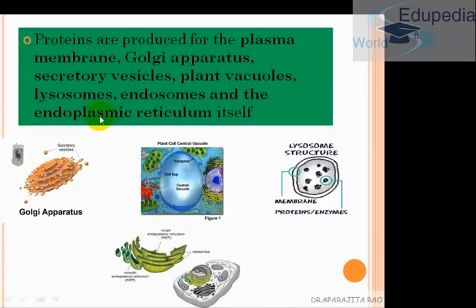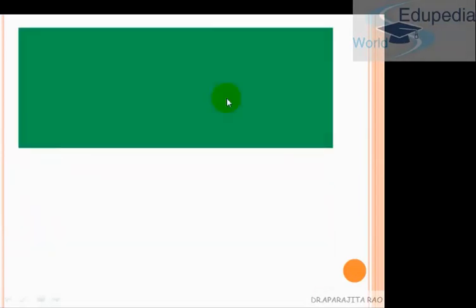Next, they make proteins that are used by all the other organelles, that is the plasma membrane, Golgi apparatus, vesicles, vacuoles, lysosomes. So basically all the cell functioning takes place by the proteins made in the endoplasmic reticulum itself. That is the rough endoplasmic reticulum we are talking about.